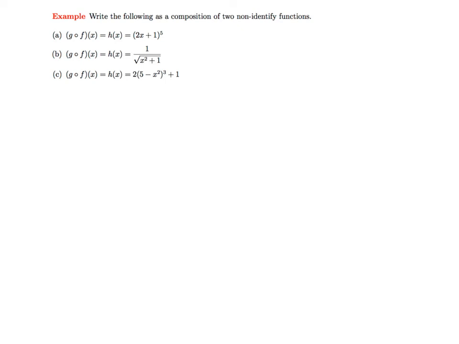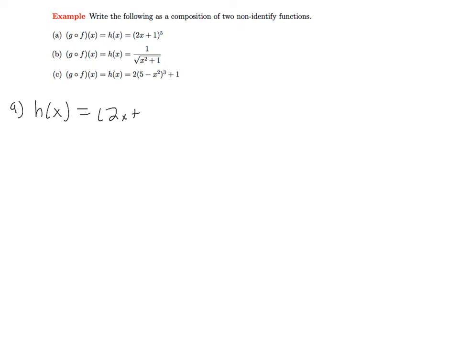In this example, we are given three different functions, a, b, and c, and for each part, we want to take the given function and break it down into two different functions which compose together give us that function. So these functions involve multiple operations in a, b, and c, so we should be able to break them down into separate steps.